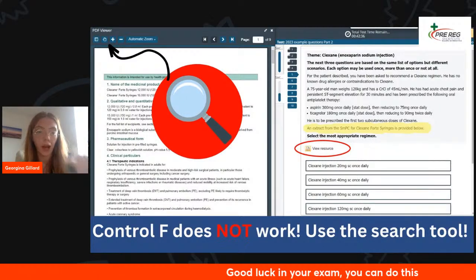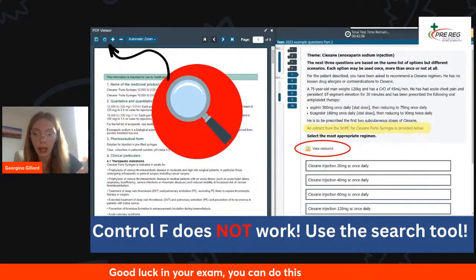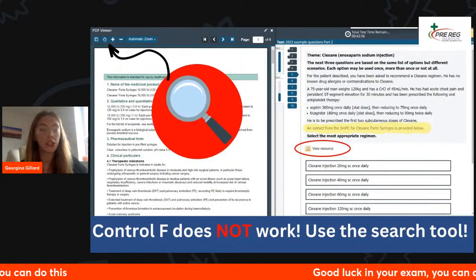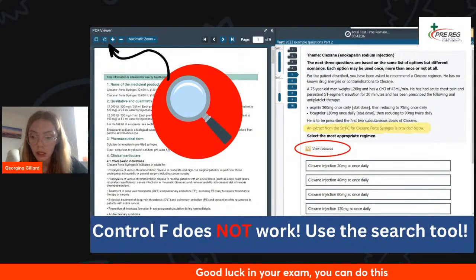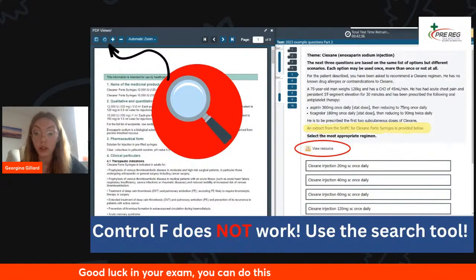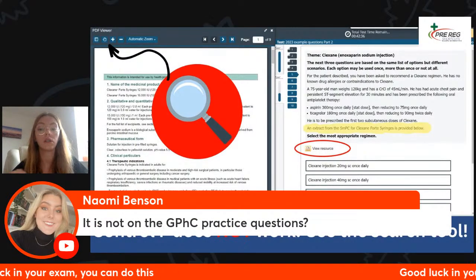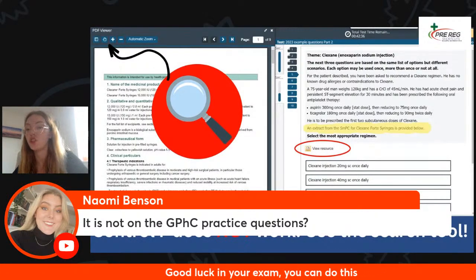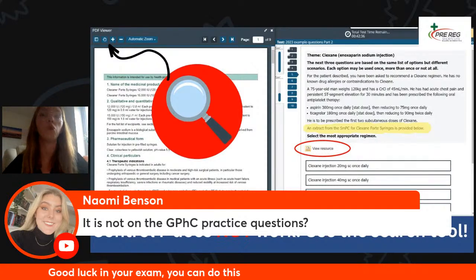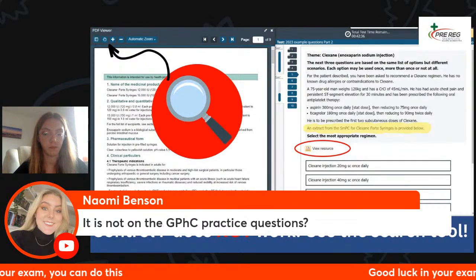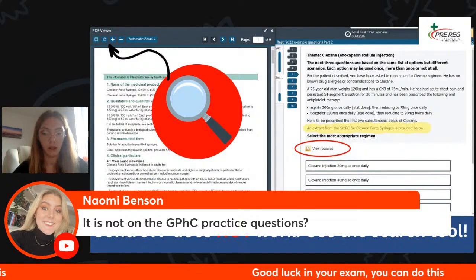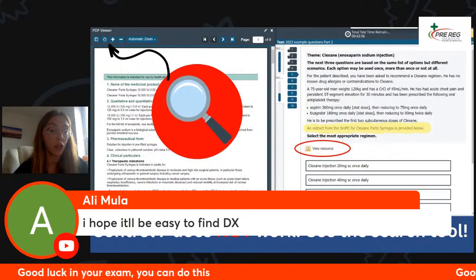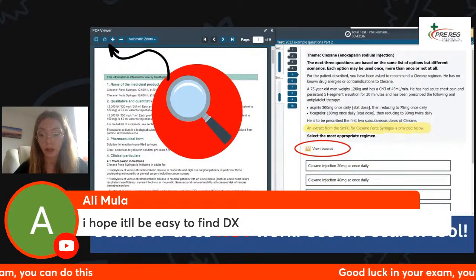If you're happy that there's going to be a search function tool, you will find I've had lots of questions on Telegram regarding it not being in the test function, so where am I going to find it? It's not in the test questions. The GPhC have said it is not in the test questions, but it will be in the exam. So I hope it'll be easy to find. It will be, because it's going to be right here, just where I've popped my arrow. Your search function is going to be here.